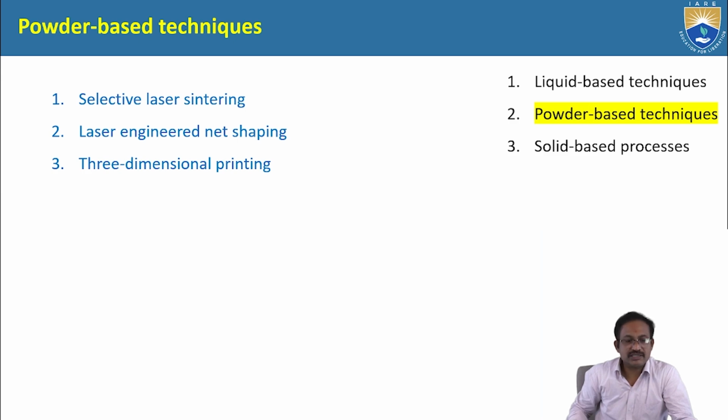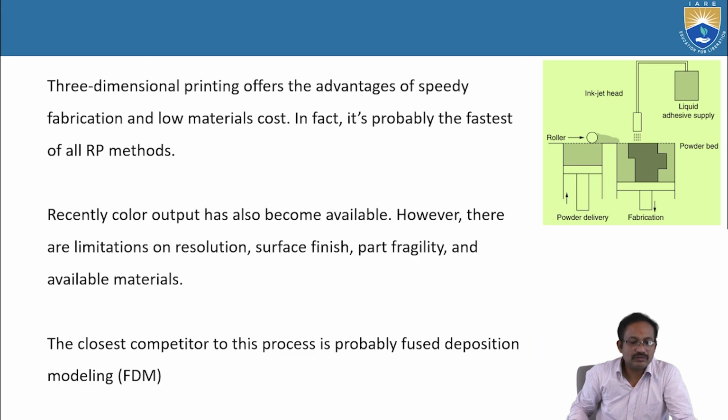Okay, right. So with this, let me conclude. Okay, so this is three-dimensional printing, which offers the advantages of speedy fabrication and low material cost. In fact, it's probably the fastest of all RP methods. Look at this process. Powder delivery and fabrication. So here, liquid adhesive supply.